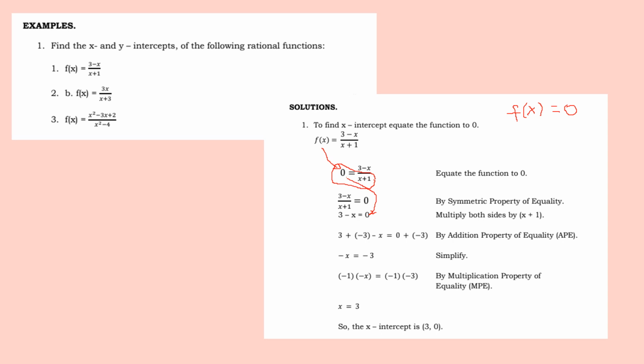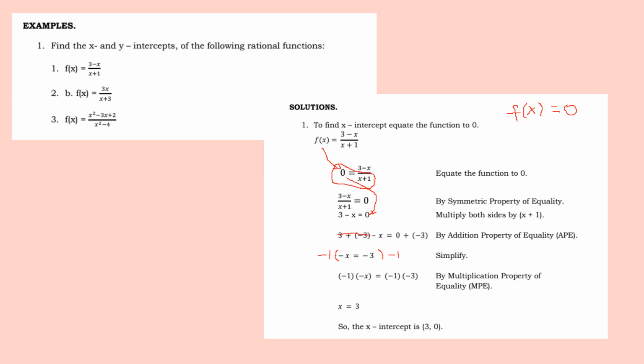Next, we can cancel because they are unlike signs. 3 minus 3 is gone. That is now equal to 0. So, negative x is equal to 0 plus negative 3, which is negative 3. We need to remove the negative sign, so we are going to multiply both sides by negative 1.